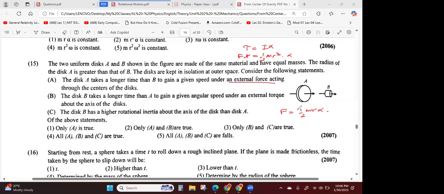Okay, so F equals half m r alpha. If F is constant, so under an external force, the same force, and the mass is also given as constant for both, we can see if R is large, alpha is small, therefore A will take a longer time than B to gain a given speed. So A is correct.